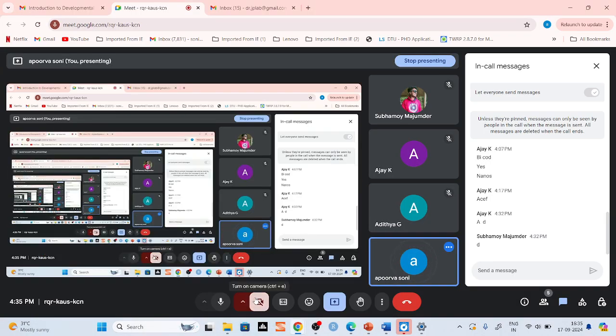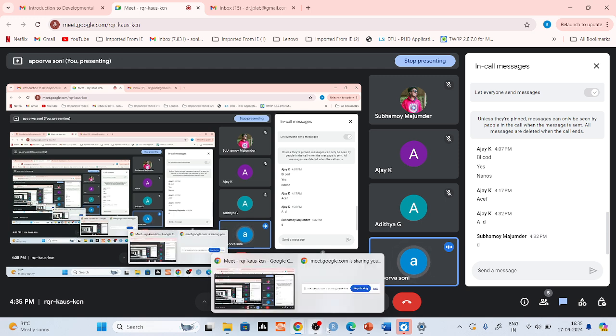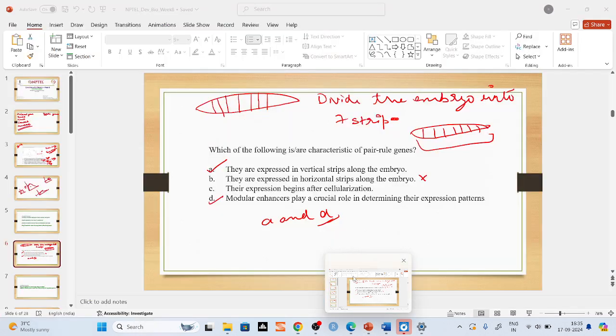Anybody who knows what is cellularization and why it is important to study in context of embryo, specifically Drosophila embryo development? No? Okay. I'll try to explain as simply as I can.